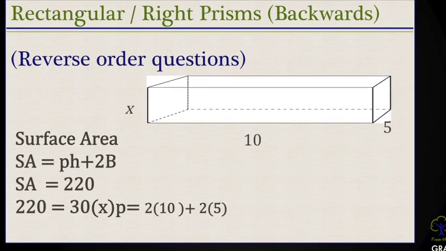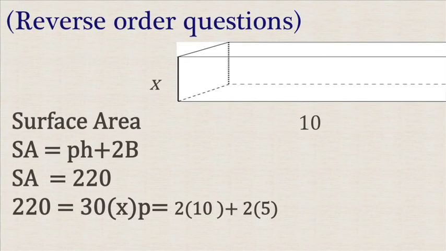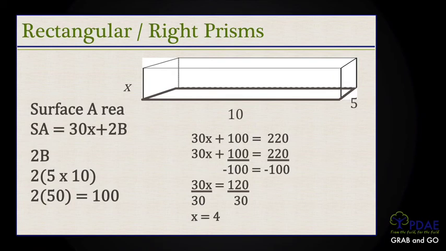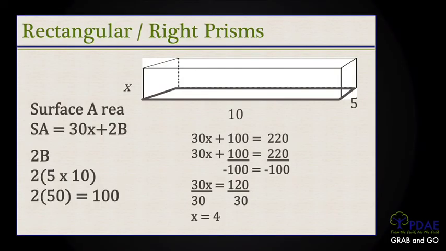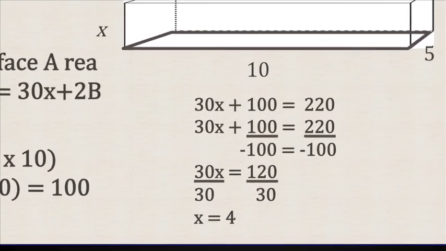Of course, we need to figure out the P, which is the perimeter. Again, 2 times 10 plus 2 times 5, which will give us 30. And we're going to multiply 30 times x for that part of the formula. We also have to do 2 times the base. For this problem, that's 10 times 5. And 2 times 50 would be 100. So now we have both parts of our formula. We'll use our algebraic operations to solve for x. So to review, 30x plus 100 equals 220.